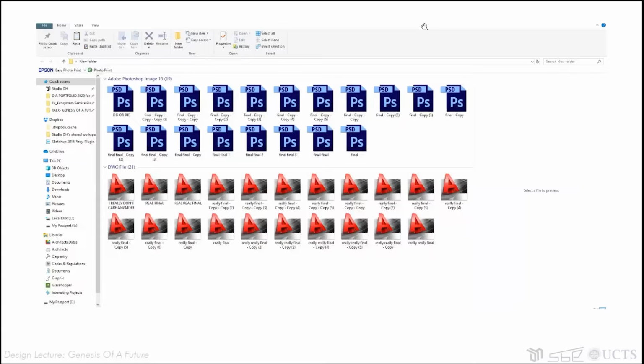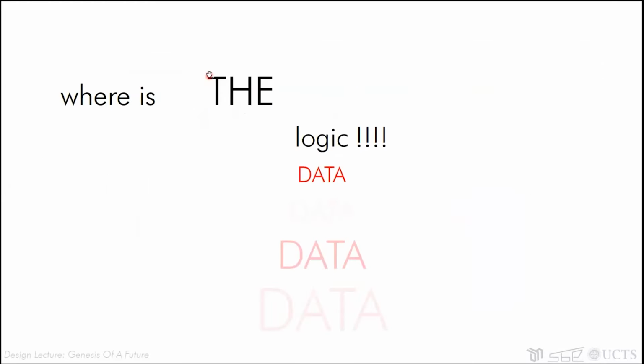Wait, can you actually see my cursor? I can point. Oh yeah, cool. I can have this. All right.